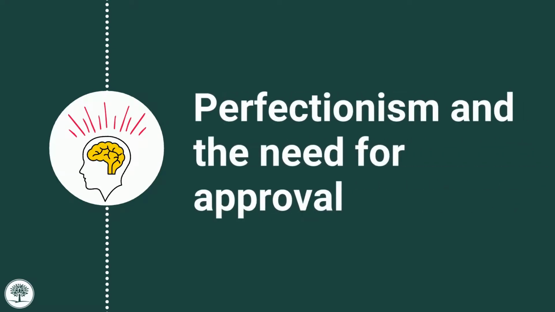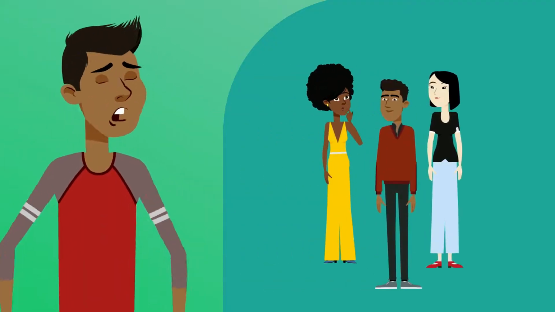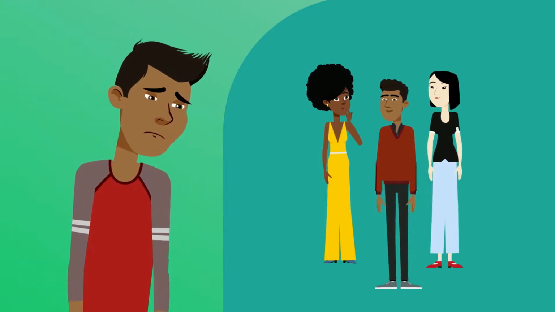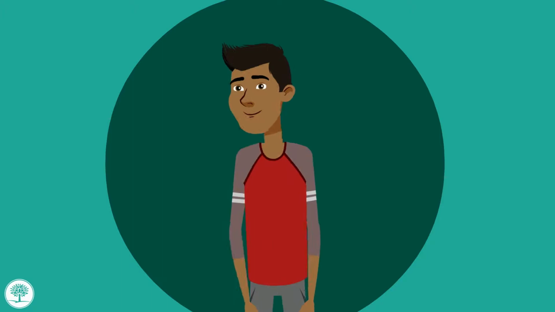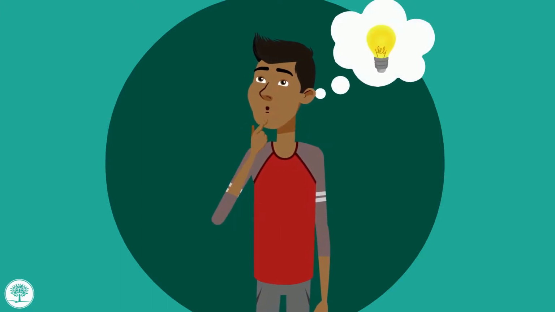Perfectionism and the need for approval. You decide you can't go to the party because people will look at you and judge you. Your hair, your clothes, they'll talk to you and judge you, your intellect, how interesting you are, and so forth. Instead, ask yourself why your standards are so high that you assume you will fall short.